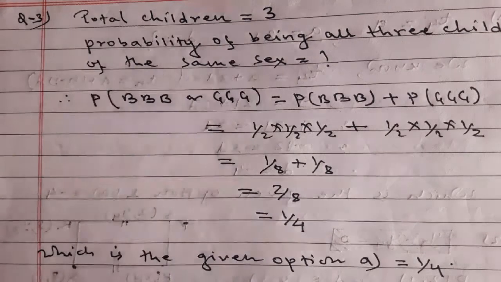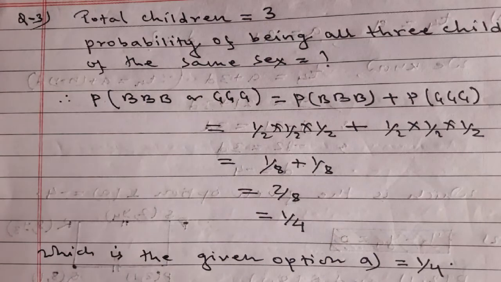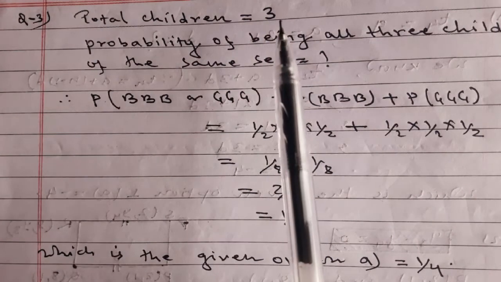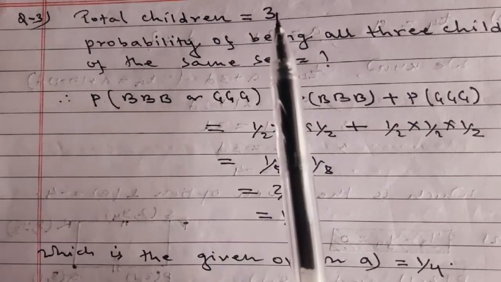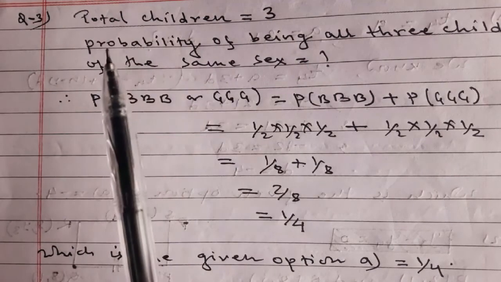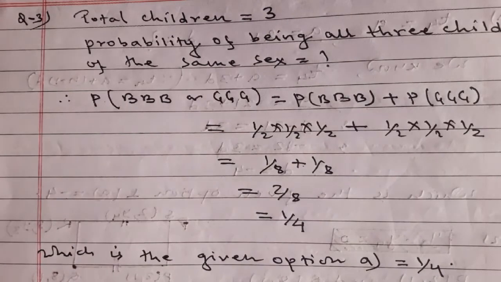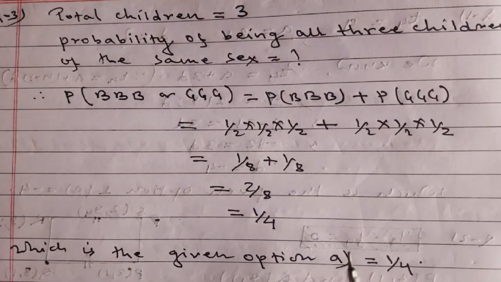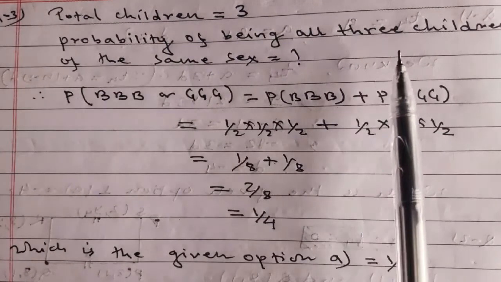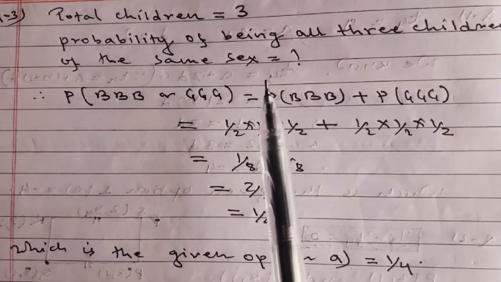Solution of question number 3. Total children are given 3. Hari has got 3 children. We have to find the probability of being all 3 children of the same sex.